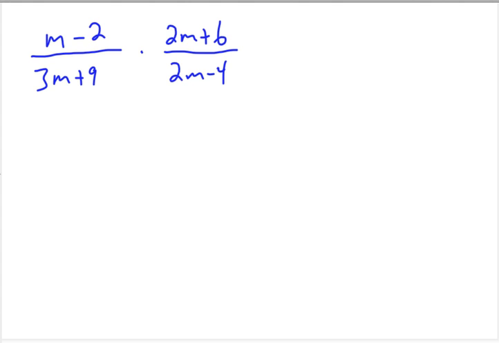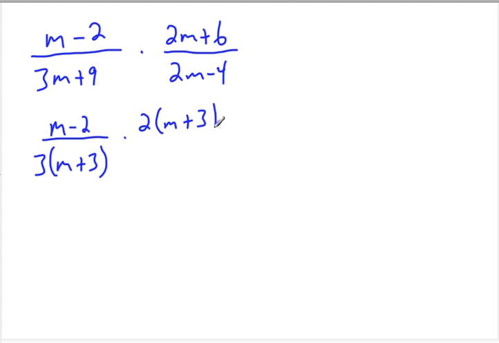Let's get a little more complicated here. A little more complicated, a little more fun. So the top left is already factored. I'll just write it down. Bottom left can be factored as 3 times m plus 3. The top right can be factored as 2 times m plus 3. And the bottom right can be 2 times m minus 2. Now we have all factors.